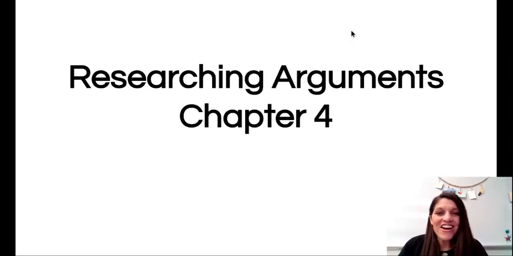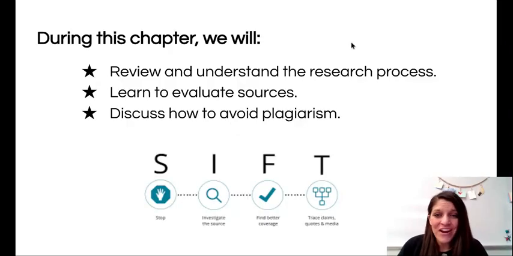Hi folks, today we're going to talk about Researching Arguments, Chapter 4. During this chapter, we're going to review and understand the research process, learn how to evaluate sources, and discuss how to avoid plagiarism. One big method for evaluating sources in current day is the SIFT method.